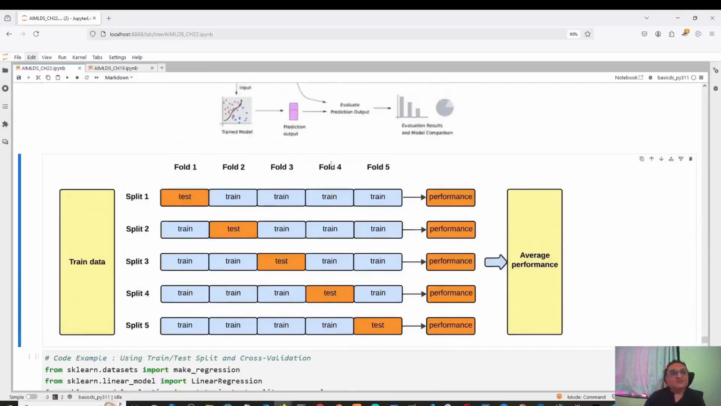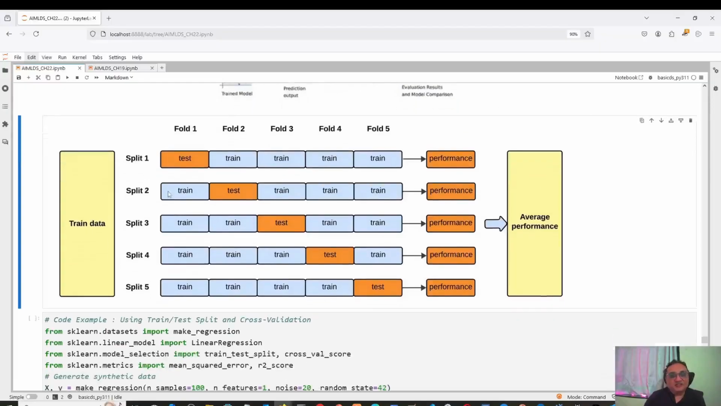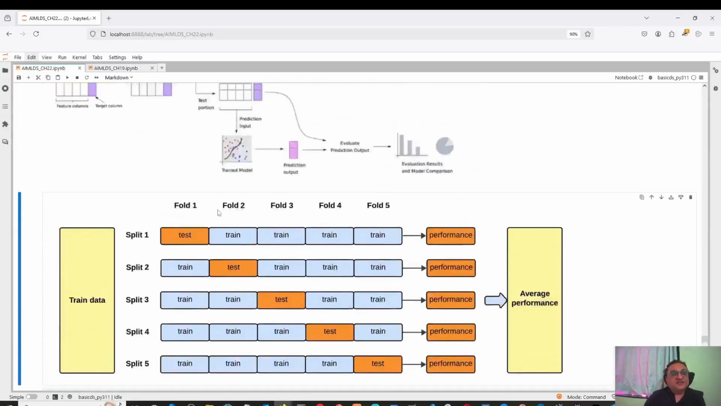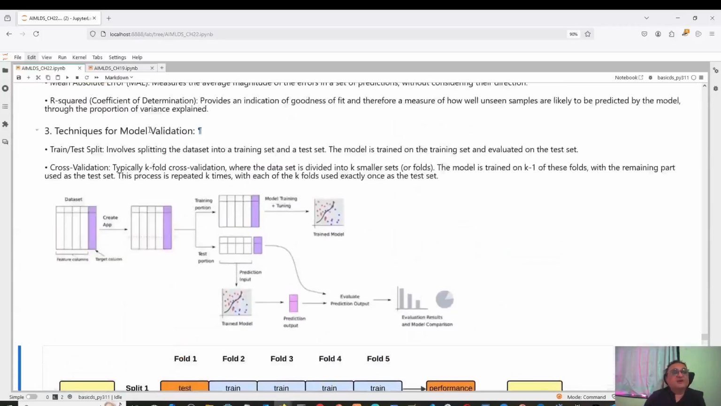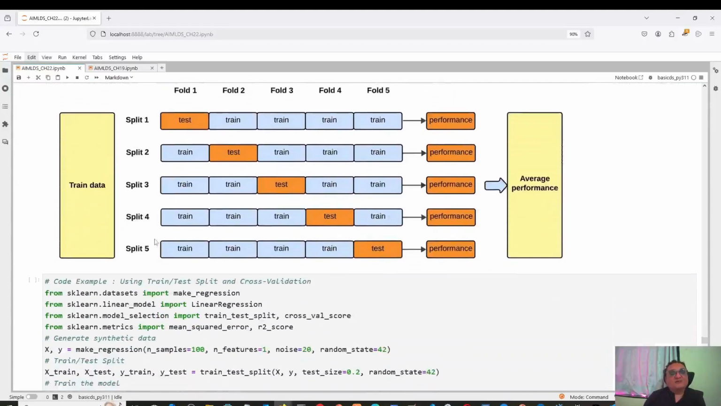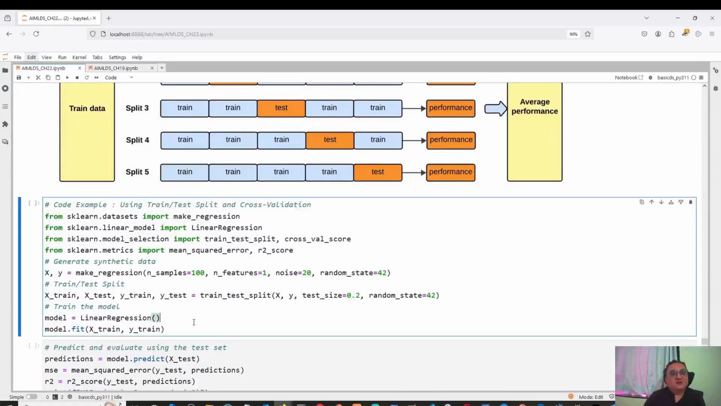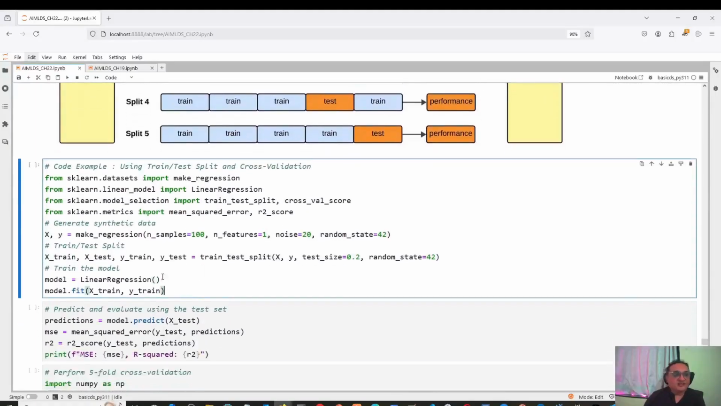final metric. This process is called 5-fold cross-validation, because you are dividing your training data into 5 splits or groups, each of equal size, right? Instead of that, you can make 10-fold cross-validation also. But cross-validation is another technique for model validation, because it often prevents data leakage, it prevents overfitting, and it makes the model more robust and more generalizable.